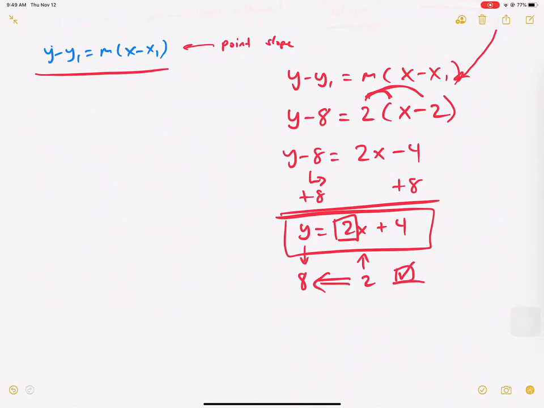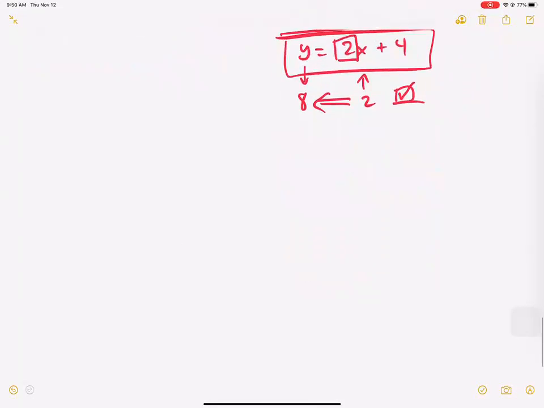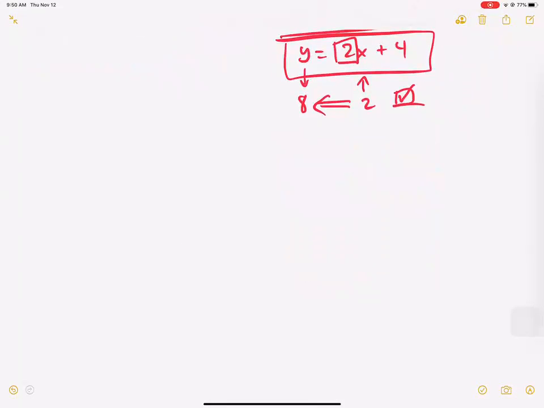If I plug in 2, do we get 8? Yeah. So let's do this one more time. They can give it to you in many different ways, but let's go through one of the hardest ones, I think. So here's my next example.